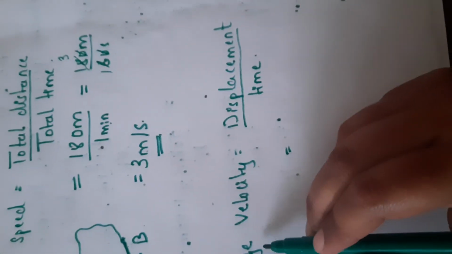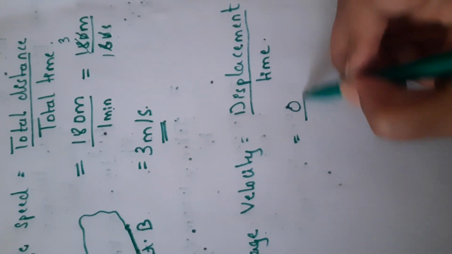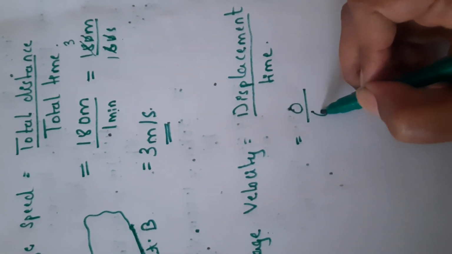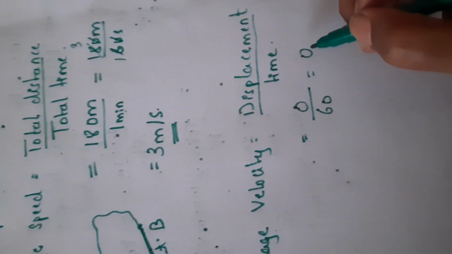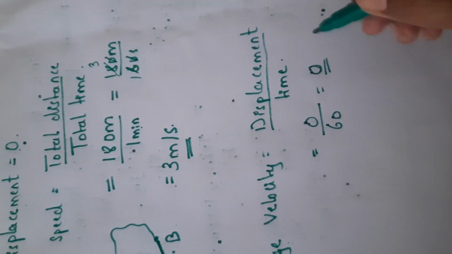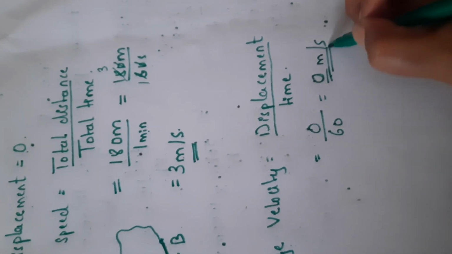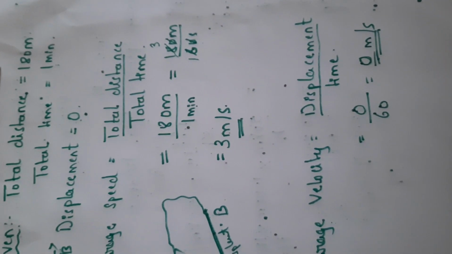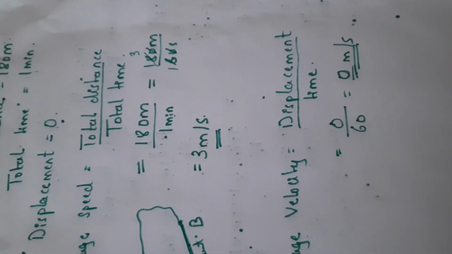Clear, children? So what we do now with the formula: average velocity is displacement by time. Displacement is 0. Time is 1 minute or 60 seconds. 0 by anything is, sorry, 0 by anything is 0. So, average velocity is 0 meter per second. This is how we need to solve. Why is displacement 0?